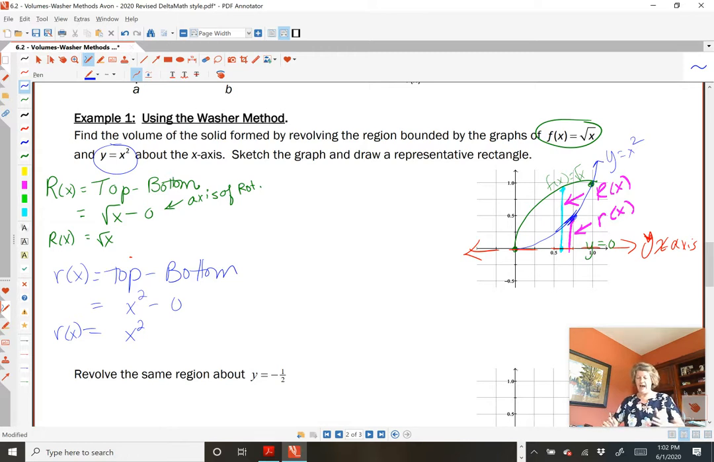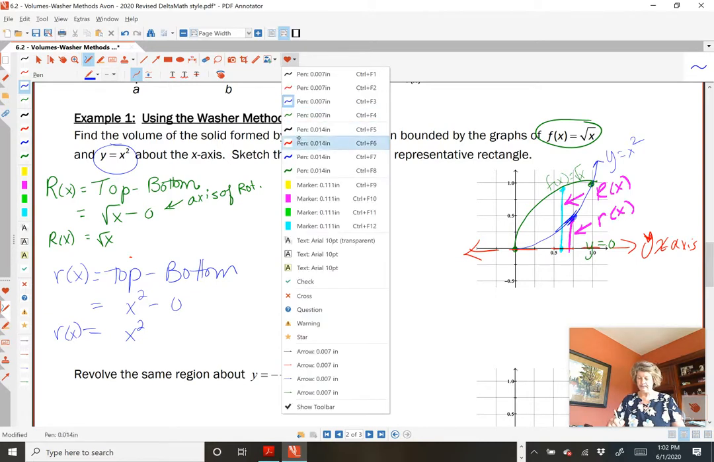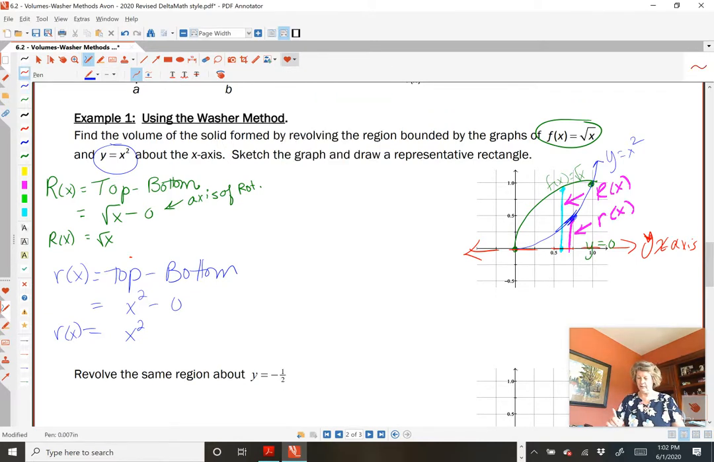Intersection points, I'm not going to make too big a deal on this one because it's pretty easy to see that they intersect at 1, 1. If I put in 1, I get out 1. If I put 1 in here, I get out 1. So it's really easy to verify that 1, 1 and 0, 0 are two points of intersection. So maybe even make a note to yourself: they intersect at x equals 0 and at x equals 1.